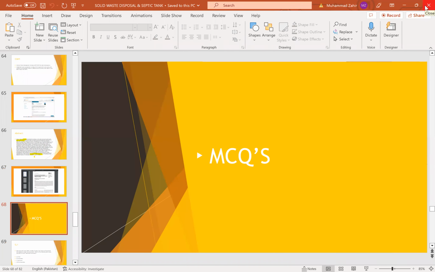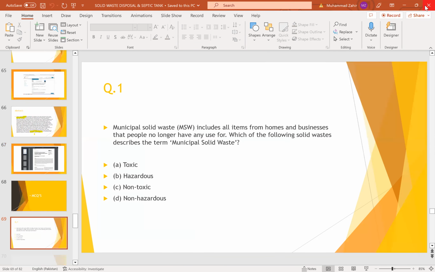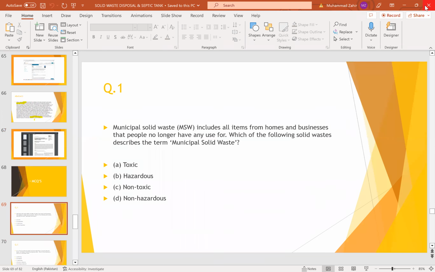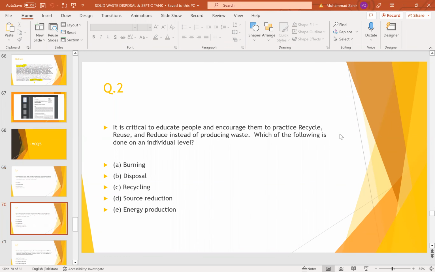Now it's time for the multiple choice questions. Municipal solid waste includes all items from homes and businesses that people no longer have any use for. Which of the following solid waste describes the term municipal solid waste? Toxic, hazardous, non-toxic, non-hazardous. Anyone? It's D, non-hazardous.